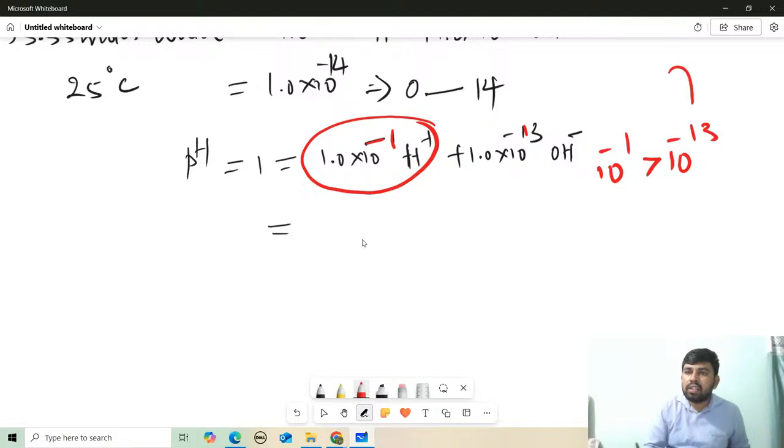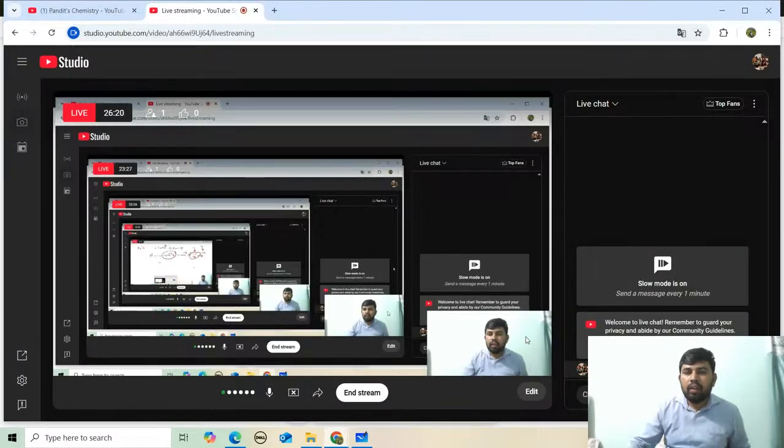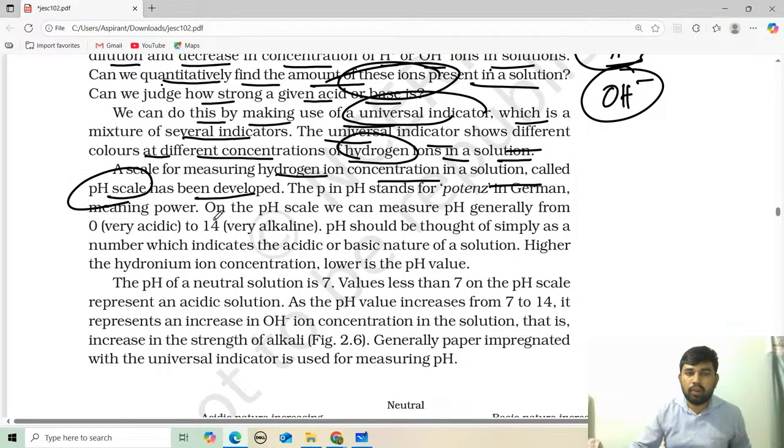Don't think that this is the highest number. This is not the highest number because negative values are there. Let it be. So I think you got the point why pH is between 0 to 14.